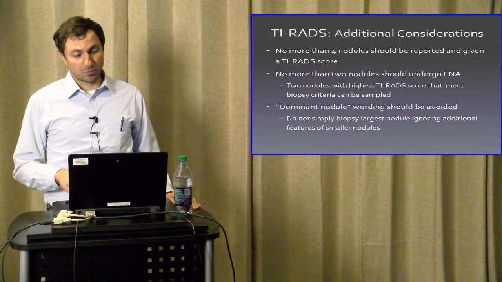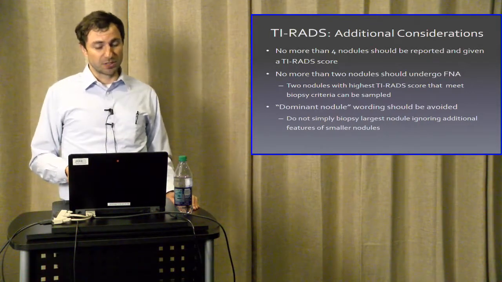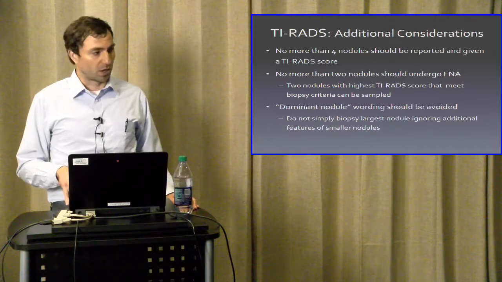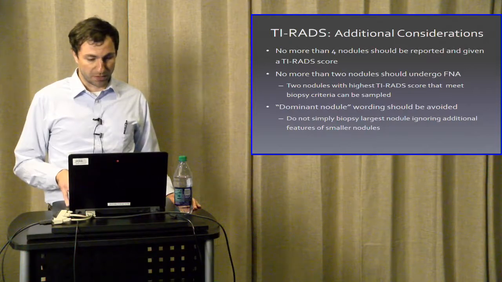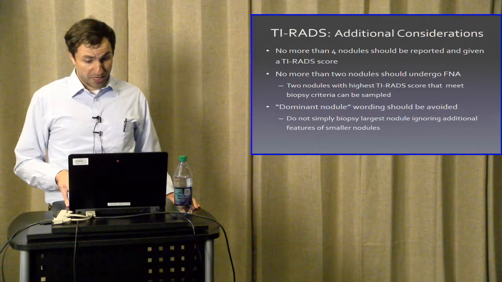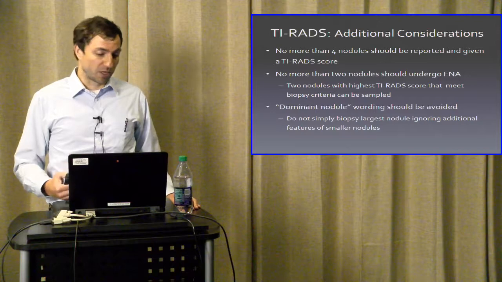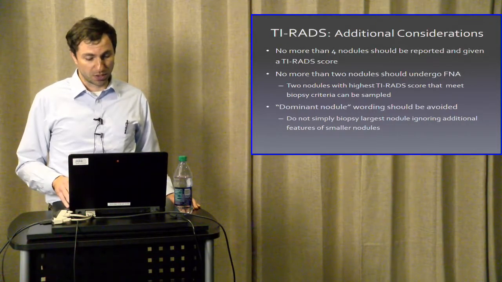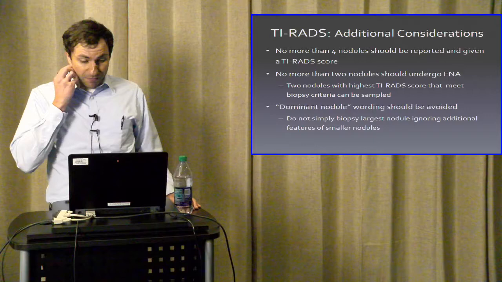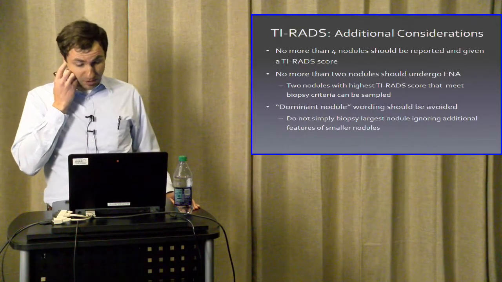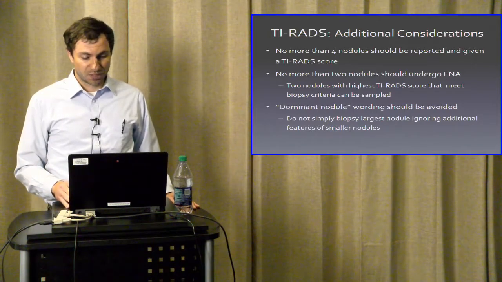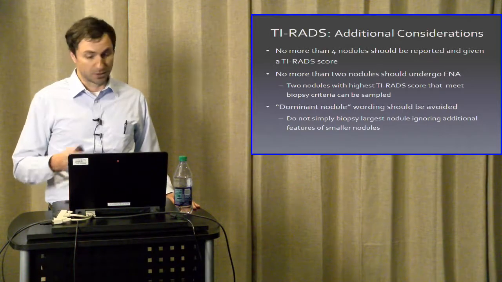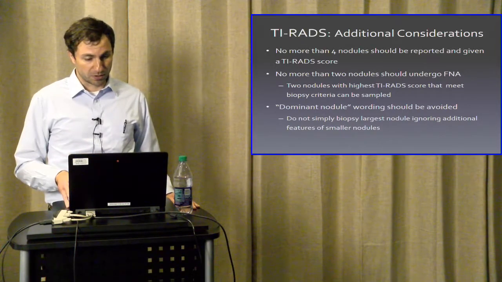As far as our reports, the recommendations that they give is that we report no more than 4 nodules, and obviously those should be the most suspicious nodules that we identify during an exam. If a thyroid FNA is recommended, we should only recommend FNA of the 2 most suspicious nodules identified. And if you've read reports before, and I've used this wording, dominant nodule should probably be avoided in the reporting because it really only takes into account the size of the nodule and not the other important imaging features that we discussed earlier.